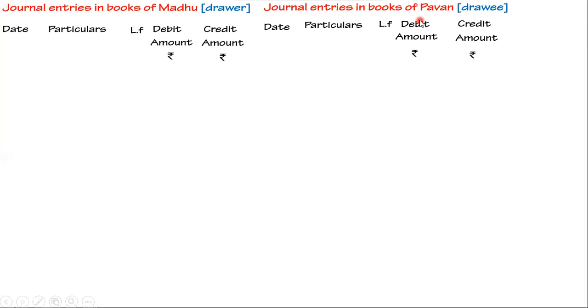So the goods, here the date will be taken as the date of sale. So the goods are sold on 2014 July 1st. So here the date will be taken as 2014 July 1st. So here also the date will be taken as 2014 July 1st. So as Madhu has sold the goods, sales, it is an income to Madhu. So it will be credited as to sales account. Whereas Pawan has purchased the goods, it is an expenditure to him. It will be recorded on debit side as purchases account debit.